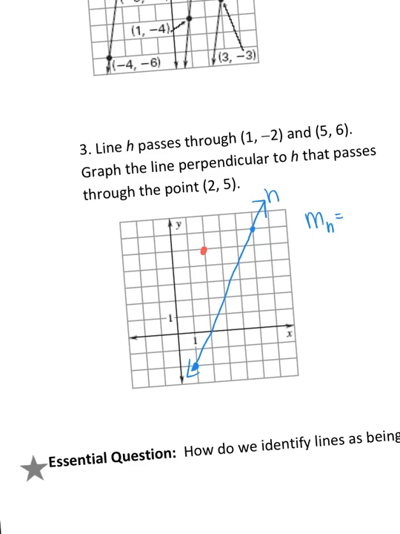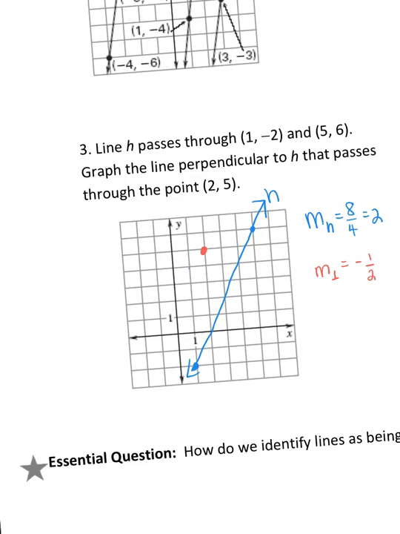So we're going to find the slope of H by counting rise over run. We're going to count up 1, 2, 3, 4, 5, 6, 7, 8, and over 1, 2, 3, 4. So our rise over run is 8 over 4, which is 2, which means the slope of our perpendicular line is going to be the opposite reciprocal. So we're going to make that negative, and reciprocate 2 to 1/2.